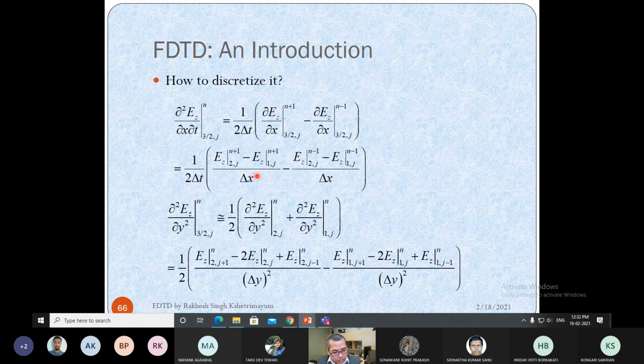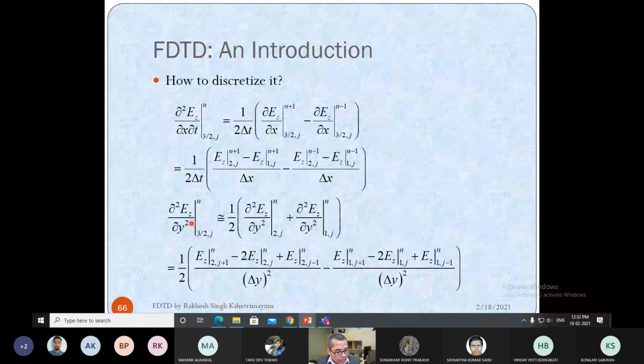Similarly, you can also do the partial derivative with respect to y, the double derivative here at 3 by 2, j and n. So now, you can do it like this: I want to do it at 2, j and 1, j, so I want to get rid of this 3 by 2. I take the average of half del square Ez by del y square at 2, j, and del square Ez by del y square at 1, j. You take the average of that, then I get this derivative at the location 3 by 2, j, just like we have done in the previous case.